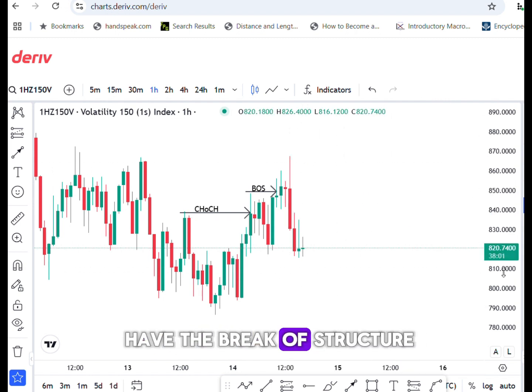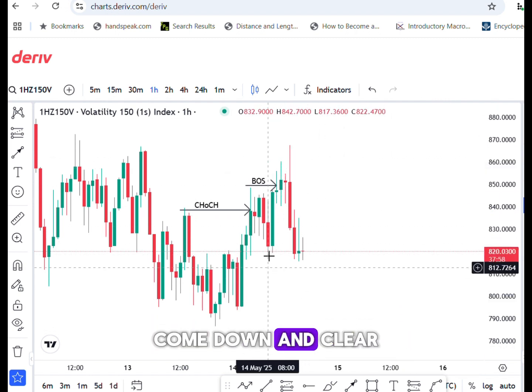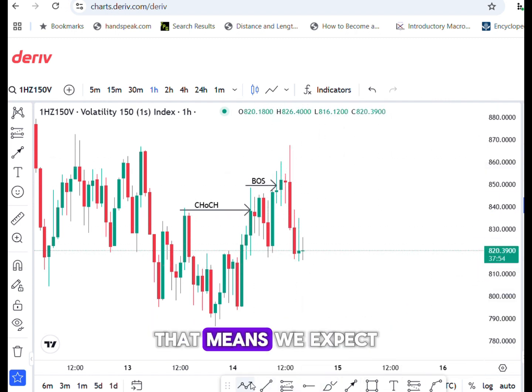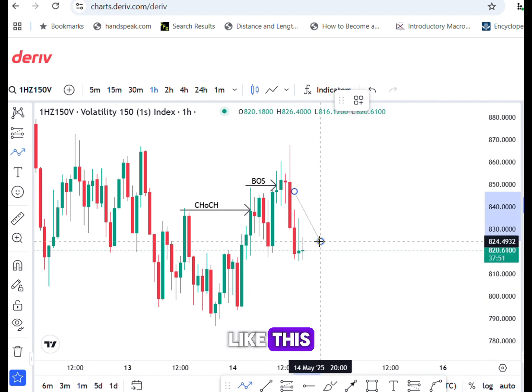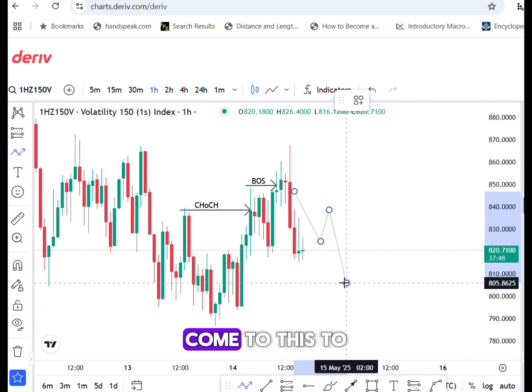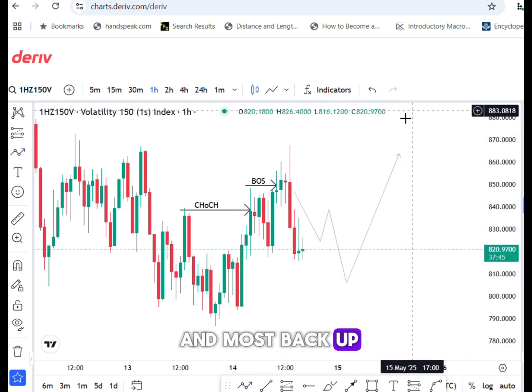So now, after we have the break of structure, what do we expect? We expect price to come down and clear this liquidity before going up. That means we expect price to do something like this, come to this and move back up. This is what we're expecting price to do.